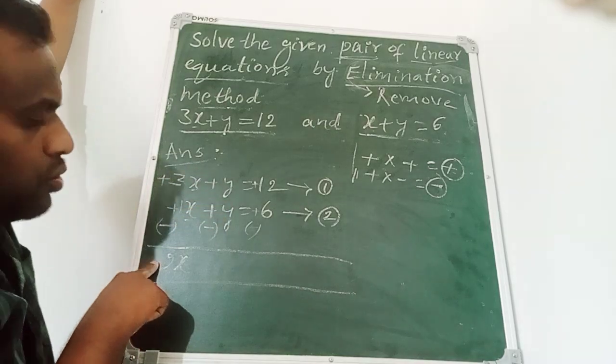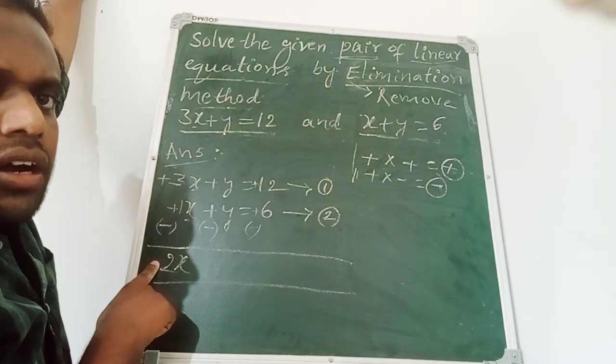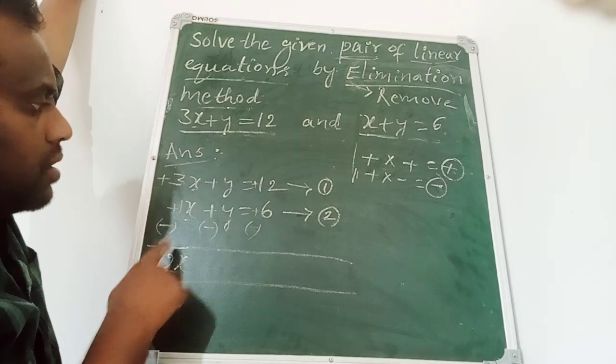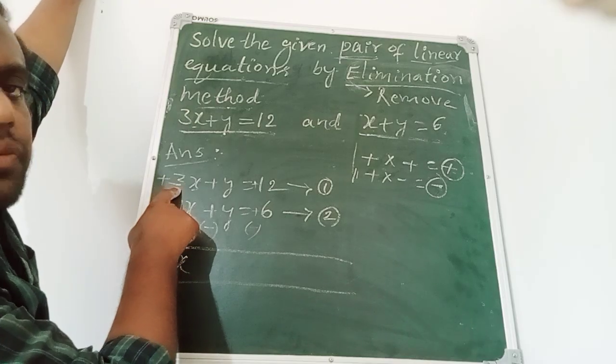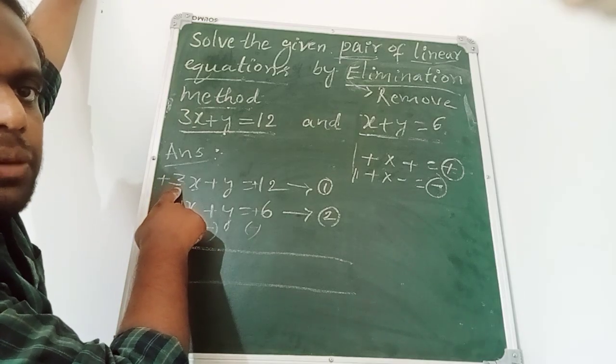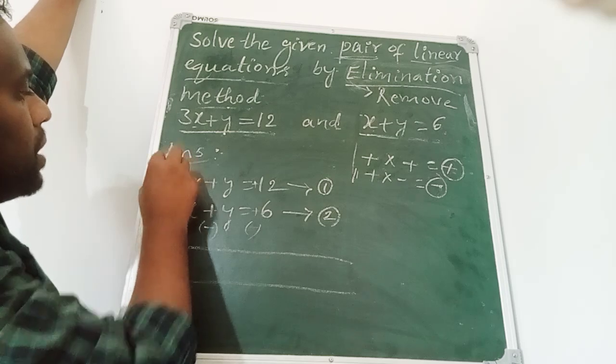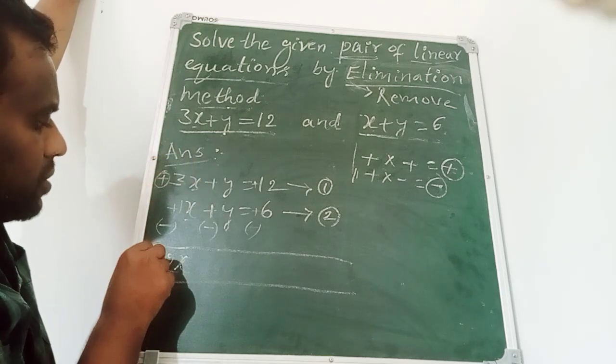Now which sign you have to put? Consider the sign in front of the bigger number. This is 3, this is 1. Which is bigger? 3 is bigger. Which is the sign in front of the bigger number 3? Plus. This plus you have to keep here.